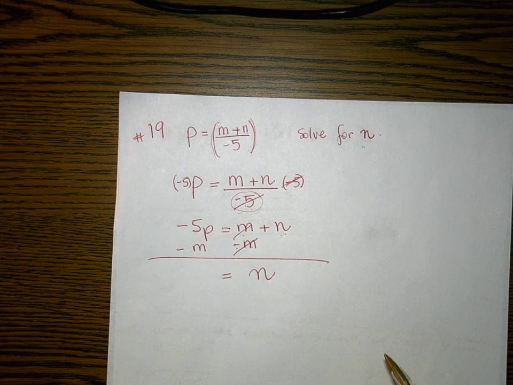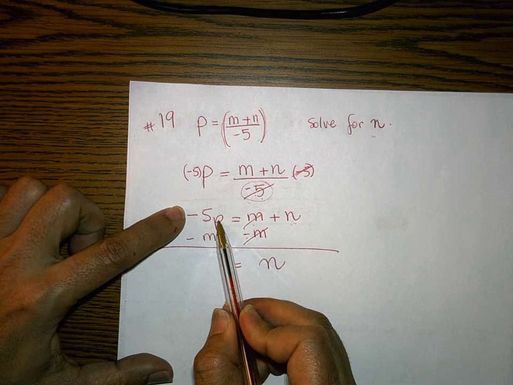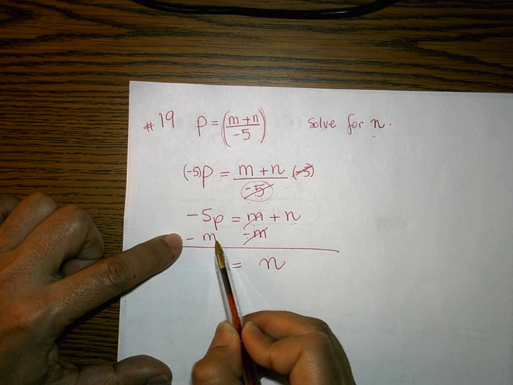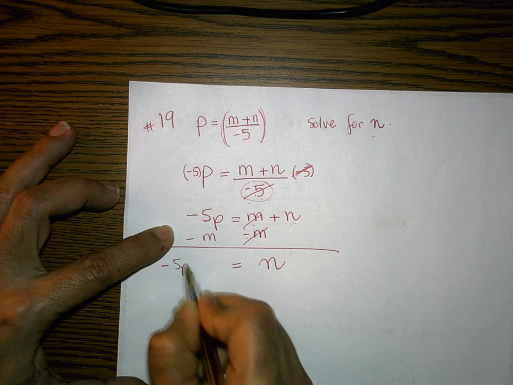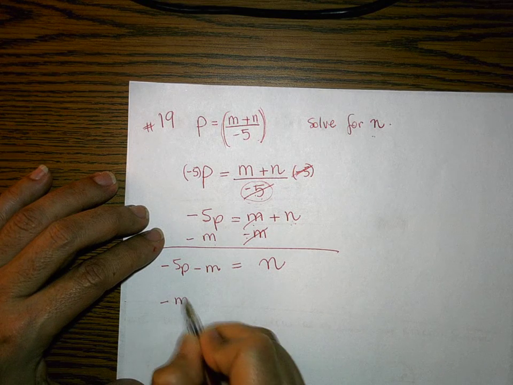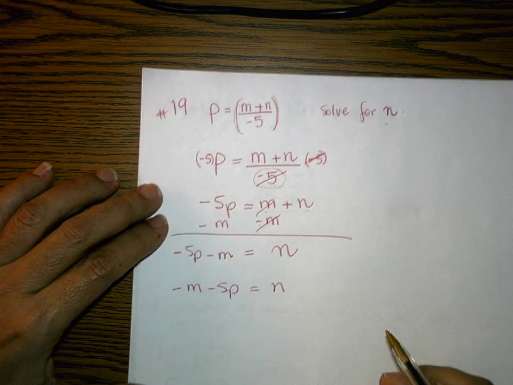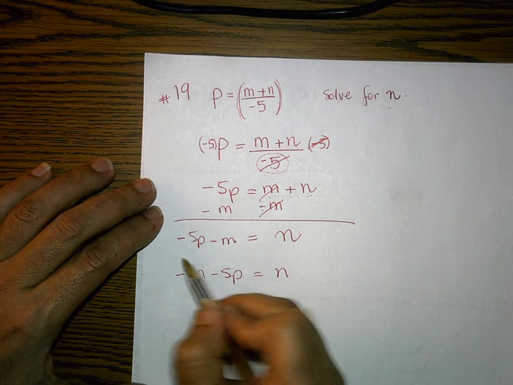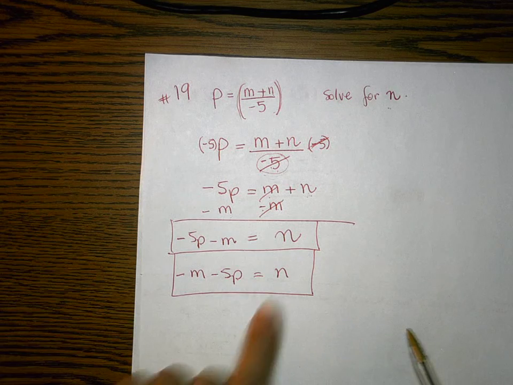But over here, I have a -5p, and it is not alike to the negative m, so they're not like terms. I just rewrite them: -5p minus m. If you felt like writing -m minus 5p, it is also the exact same expression. So either way, they are correct. And there we go, I got the n all by itself.